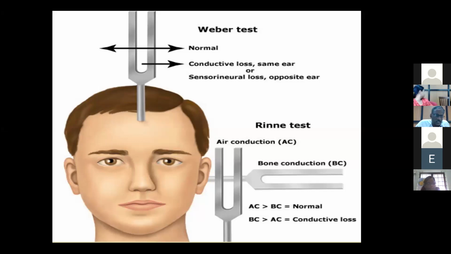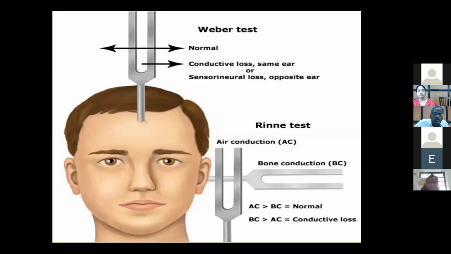Next, Rinne's test. Rinne's test is air conduction versus bone conduction. For bone conduction, you keep the fork on the mastoid process, then afterwards you bring it in front of the ear. Normally, air conduction is more than bone conduction. When the sound stops at the mastoid process and we bring it towards the ear, the patient still hears it, that is normal. Any abnormality in this indicates an abnormal Rinne's test.